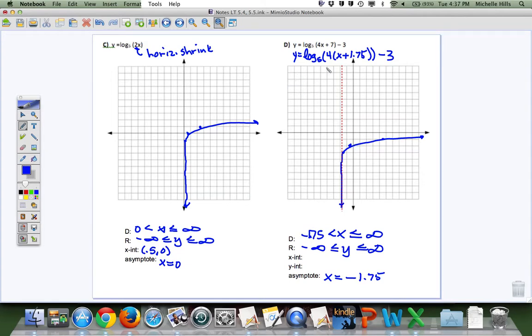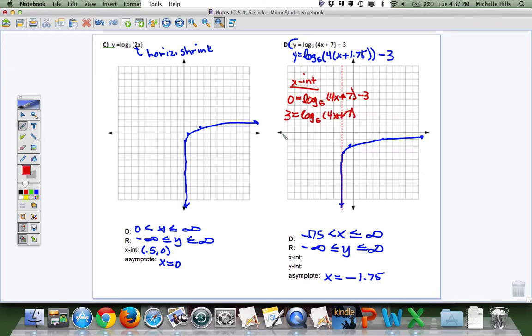So for my x-intercept, I'm going to go back in both cases to this original function. For my x-intercept, it's when y is 0. So 0 equals the base 5 log of 4x plus 7, and then minus 3. Well, I'd add 3 to both sides, so 3 equals the base 5 log of 4x plus 7.